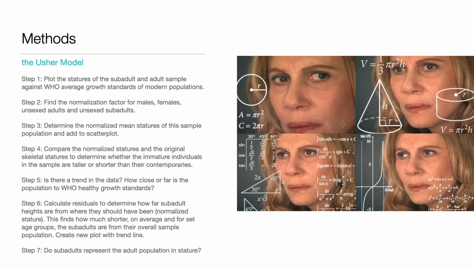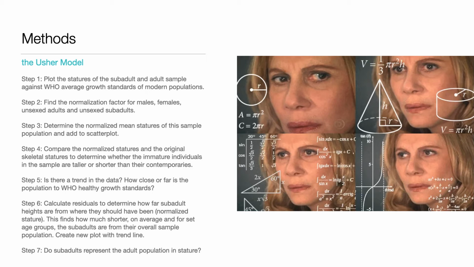In the simplest of terms, here are the steps to achieve conclusive results from this data. First, plot the statures of the subadult and adult sample against the World Health Organization's average growth standards of modern populations. Find the normalization factor for males, females, unsexed adults, and unsexed subadults. Then, determine the normalized mean stature of this sample population and add to the scatter plot. Compare the normalized statures and the original skeletal statures to determine whether the immature individuals in the sample are taller or shorter than their contemporaries.